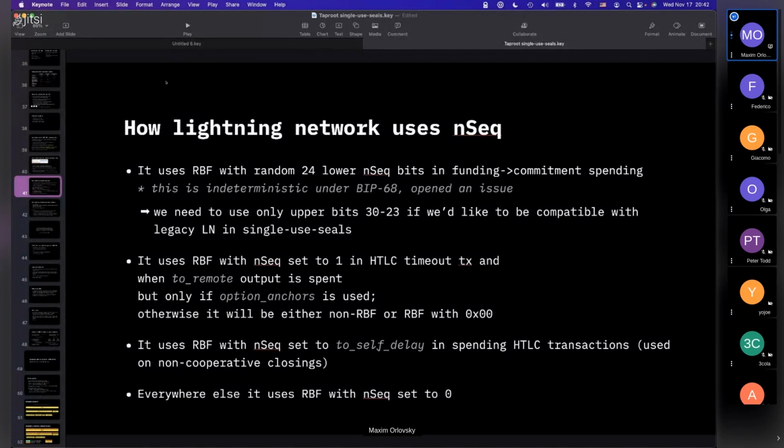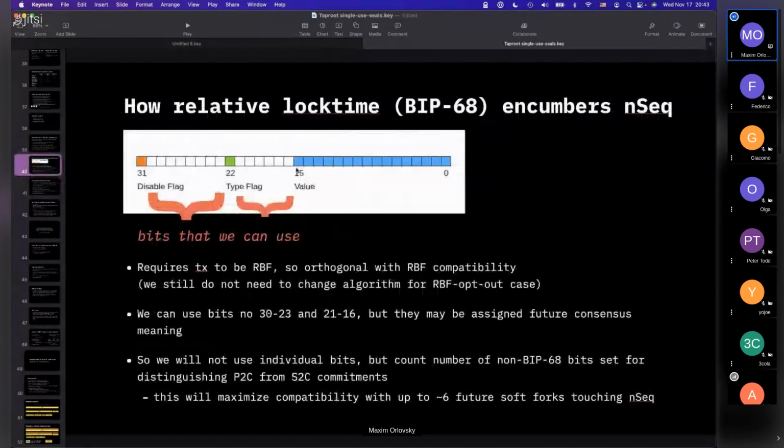I wouldn't go through this slide, but it's just to show that with the Lightning Network, how it uses n-sequence is even more interesting. Just today, when I prepared the slides and looked again into the BOLT specifications, I found that what can seem to be a vulnerability of the Lightning Network is actually that it uses RBF in an improper way. It sets up the 24 lower n-sequence bits in the funding output, which are then used by the input of the commitment transaction, to a random number. So basically not just the 6 lowest bits, but 24 bits, including the type flag.